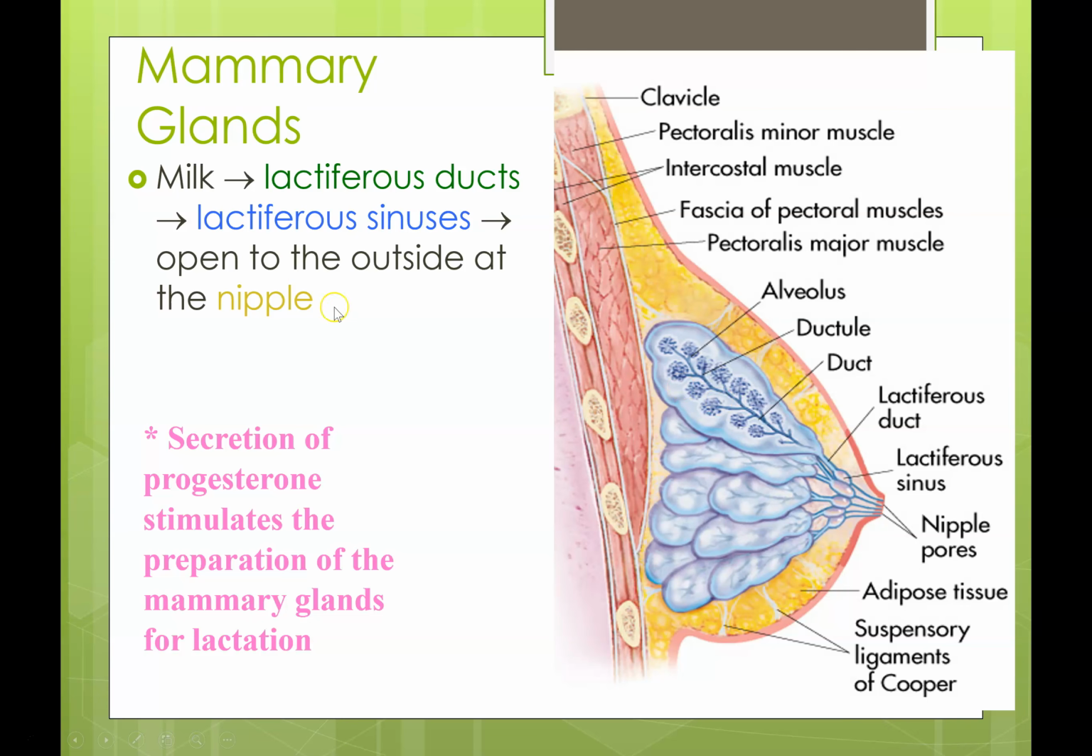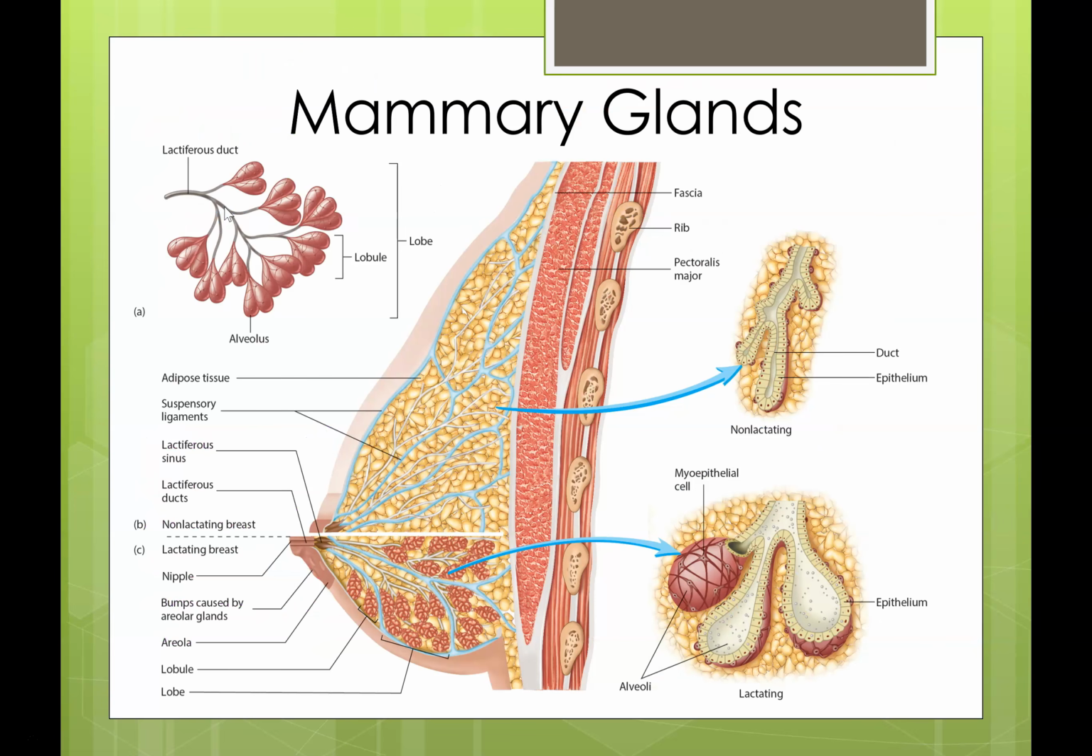So here's our pathway in which the milk is produced, moves through those lactiferous ducts that we talked about into the lactiferous sinus, and will open to the nipple pore to go to a breast pump or a baby. Also note that the hormone progesterone is going to help stimulate the preparation of the mammillary glands for lactation while she's pregnant. This is just another figure showing you the full anatomy of a non-lactating breast versus a lactating breast.